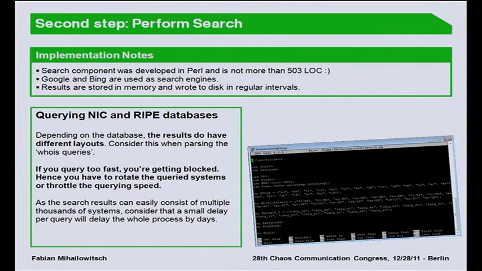We integrated Google and Bing as search engines. We didn't even use a database. We just took all the results in memory and wrote dumps to the disk from time to time, because it runs quite a while, and if it crashes or goes down for some reason, you don't want to lose all the results. Querying Nick and Ripe databases is something you should take into account.